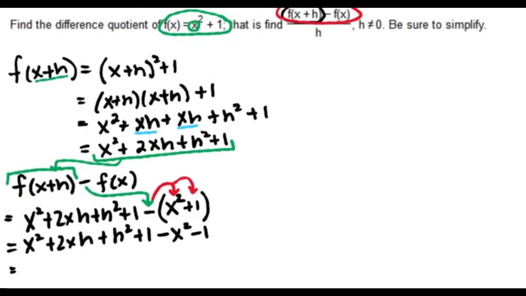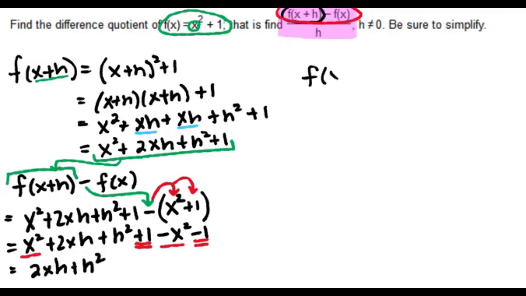So we have a little simplifying that we can do here. It has some like terms. I have a positive x squared and a negative x squared. Those are like terms, and when you combine them, it becomes 0. We also have a plus 1 and a minus 1. Those are like terms, and when you combine them, it becomes 0. So I'm going to carry down these other terms that are remaining, 2xh plus h squared. So we've calculated the entire numerator, and in my final step, we're going to calculate the entire difference quotient.